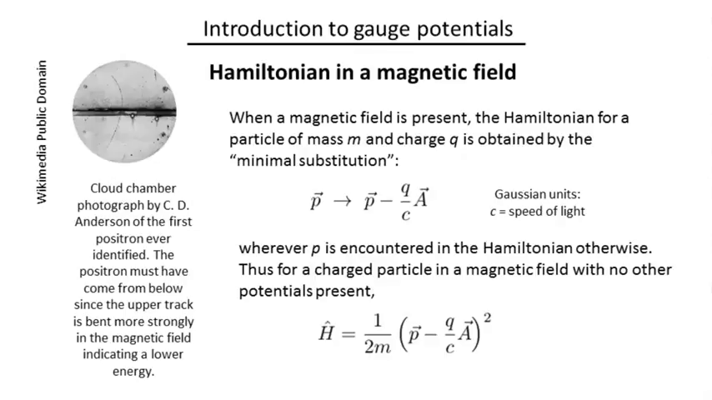If you have a Hamiltonian, let's say in a system where no magnetic field is present, then you turn on a magnetic field. The way that you account for the presence of the magnetic field is to replace in the Hamiltonian every occurrence of the momentum by the momentum minus Q over C times the vector potential. We're going to discuss the simplest possible case, which is the Hamiltonian for a charged particle, no other fields present, but in the presence of a magnetic field.